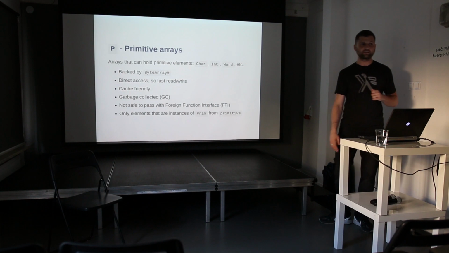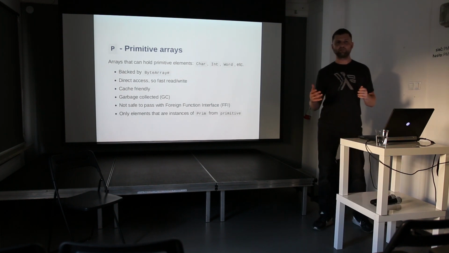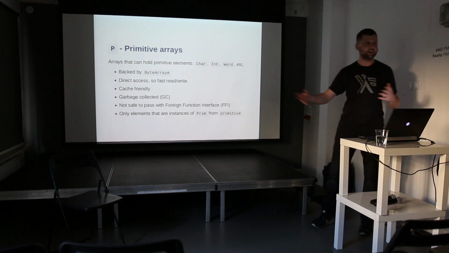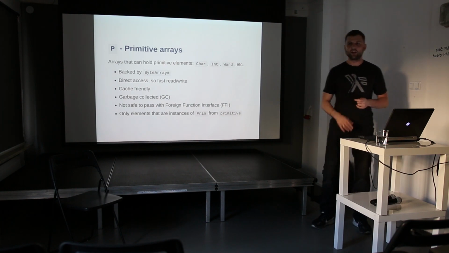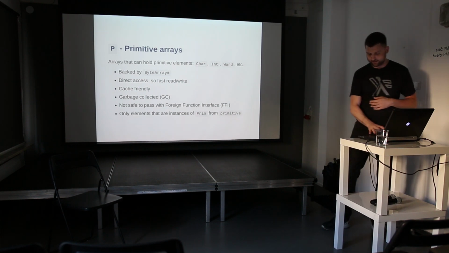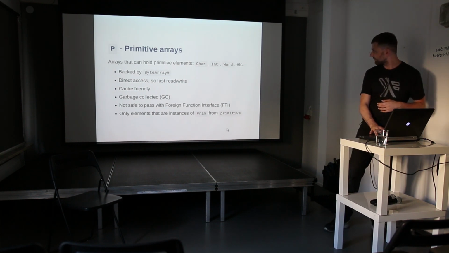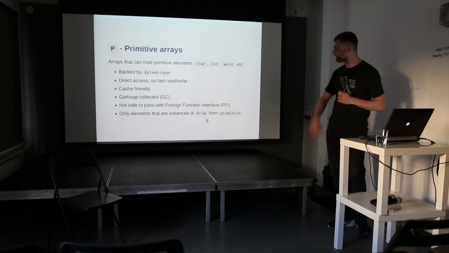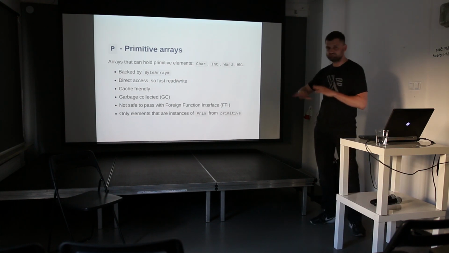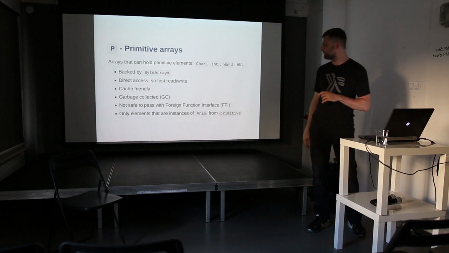Here is the primitive array. Primitive is a type that can hold any primitive elements, actually. Primitive elements will be like char, int, double, float, stuff of that nature. Anything basically that is an instance of a Prim class from the primitive package. They are backed by a byte array. If you don't know what it is, don't worry about it. It's a primitive in GHC.